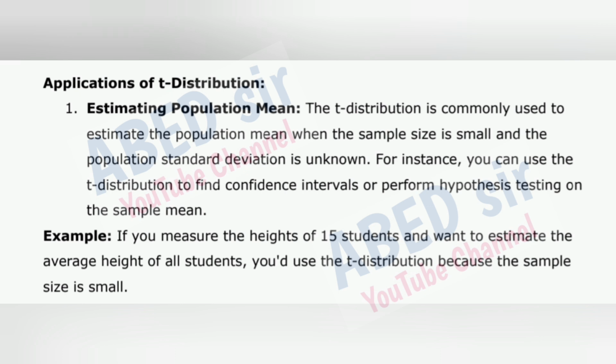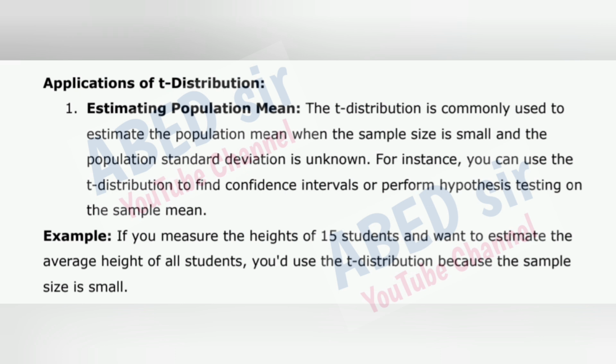Applications of t-distribution. 1. Estimating population mean. The t-distribution is commonly used to estimate the population mean when the sample size is small and the population standard deviation is unknown. For instance, you can use the t-distribution to find confidence intervals or perform hypothesis testing on the sample mean.